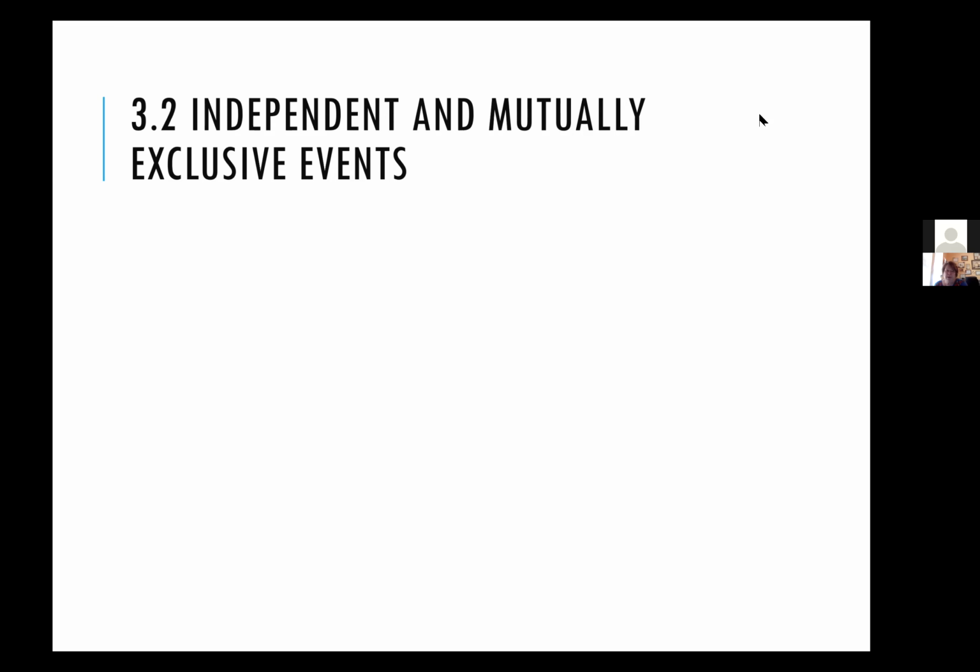All right, we're going to continue in our discussion of Chapter 3 on probability. And we're going to introduce two new terms, independent and mutually exclusive. What makes an event independent? What makes two events mutually exclusive?